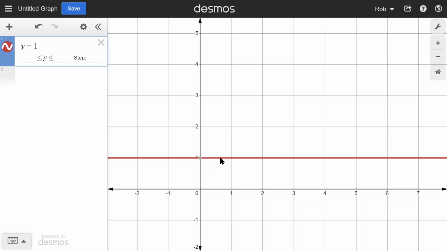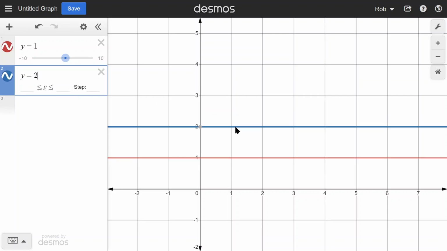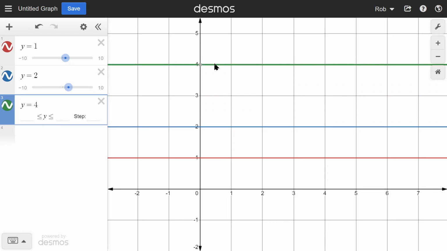The interesting part is it's horizontal. Now, here's the part that makes most common sense to most people. It goes through at 1 on the y-axis. So if it goes to 1 on the y-axis, what do you think it would be called? Y equals 1. So if I had y equals 2, it's horizontal, and it goes through at 2 on the y-axis. And of course, let's just jump up a bit. Let's make it y equals 4. And you can see it goes through at 4 on the y-axis.